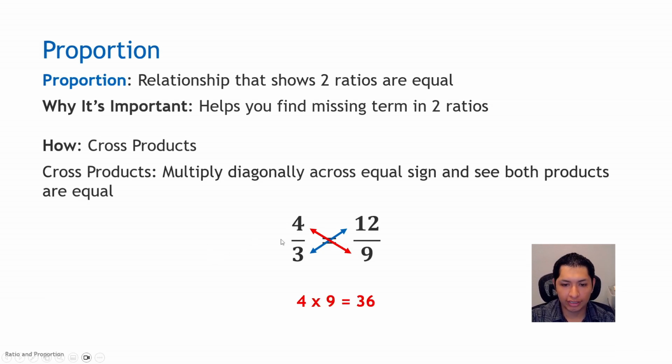So if we follow the red line, we multiply 4 times 9, and that gives us 36. And we expect that when we multiply the blue line, 3 times 12, it gives us 36, and we see in fact that they do. So proportions is just confirming that two ratios are the same value, and we're going to use that information to find a missing term in two ratios when the problem asks us to find that.